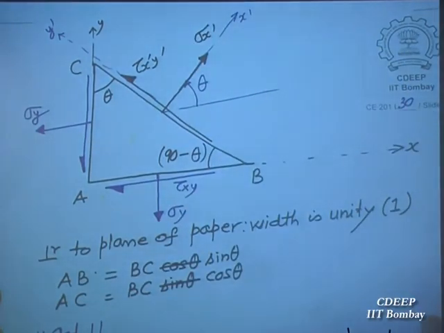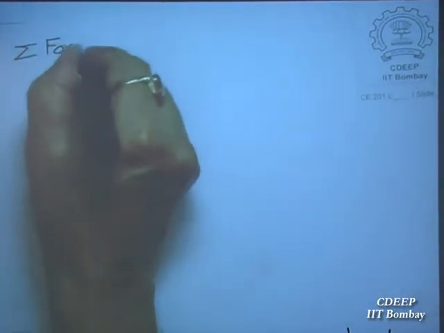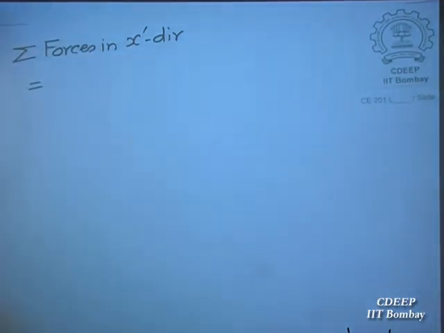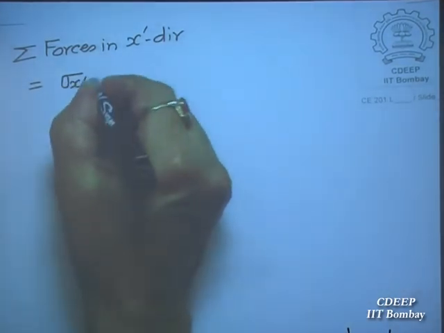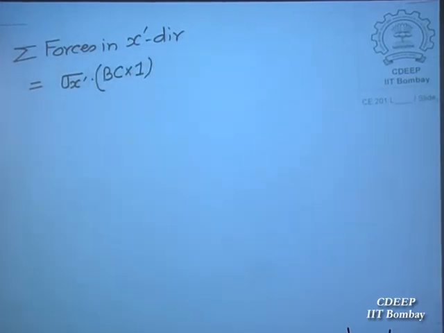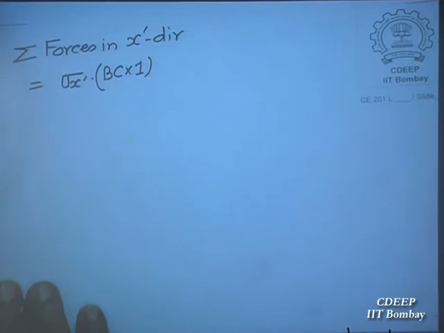So now I will take component of all forces in x dash direction and y dash direction. So let us sum sigma of all forces. Please write down sigma. So one is sigma x dash into BC multiplied by unity. Why am I multiplying by unity? Equilibrium has to be taken only of forces, not of stresses. Stresses are not forces. They have a different transformation law. So you have to first transform them into forces. So this is the normal x dash direction.